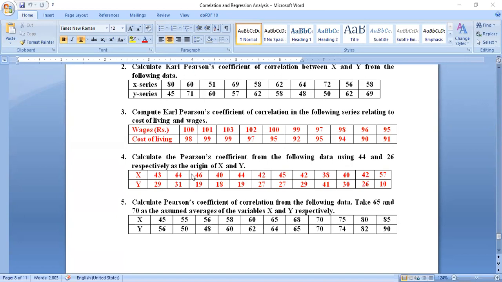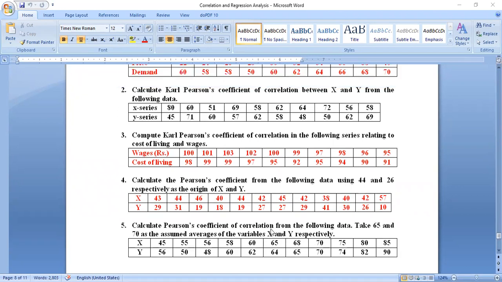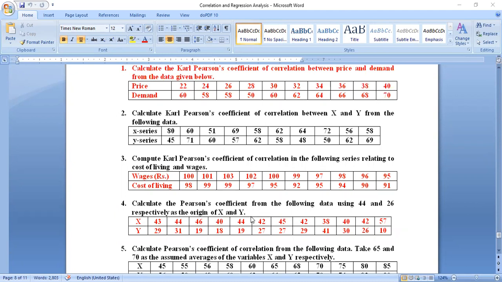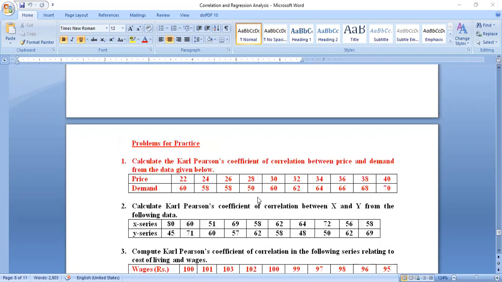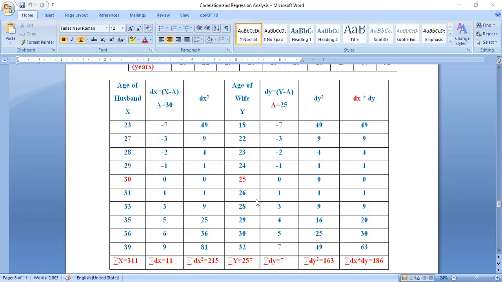Then do the calculation. The next one: calculate Pearson's coefficient of correlation from the following data. Take 65 and 70 as assumed averages of the variables X and Y respectively. X values and Y values are there, and here it is given in advance in the question, that is 65 and 70. I think you understood this problem, students. Try to practice these 5 problems. These 5 problems are repeated most often from the examination point of view. So please try to practice these problems. Observe this problem carefully. If you have any doubt, you can raise it also.